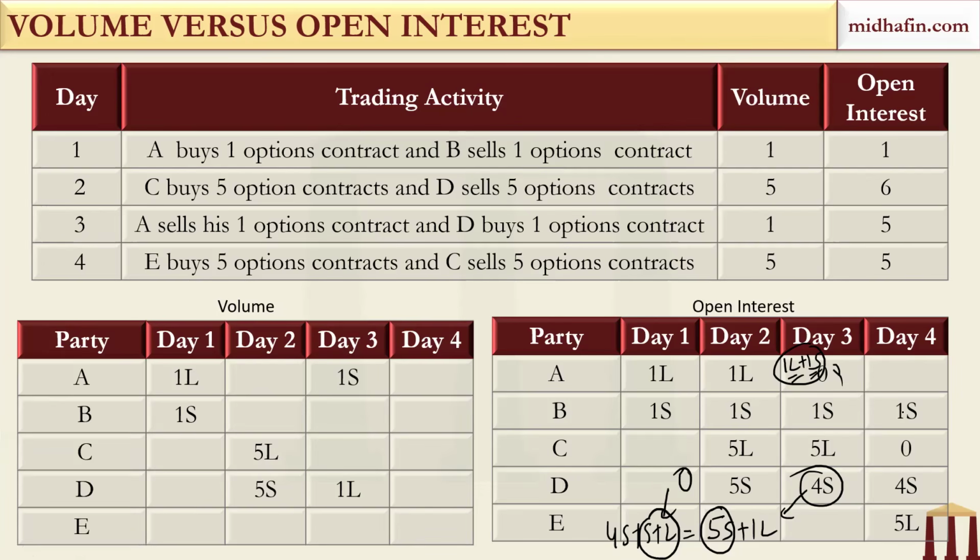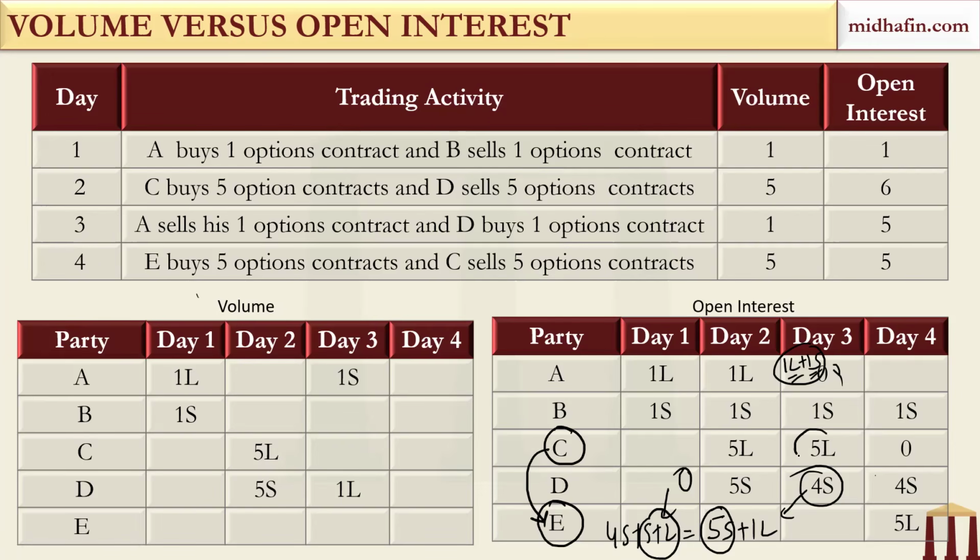Okay. So for day 4, it should be quite obvious, because if you see, for day 4, what has happened? E buys 5 options contracts and C sells 5 options contracts. So on day 4, nothing has changed in terms of open interest. Why? Because the only thing which has happened is that a new market participant E has completely replaced the market participant C. All the positions of C are taken by E now. Nothing new has happened, right?